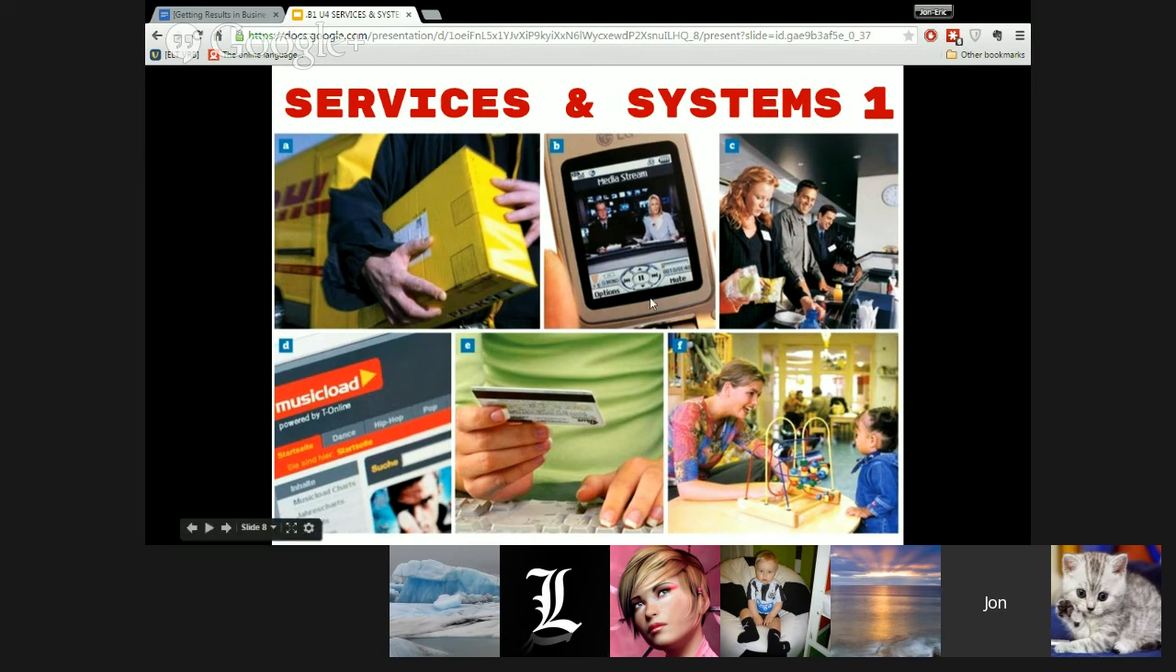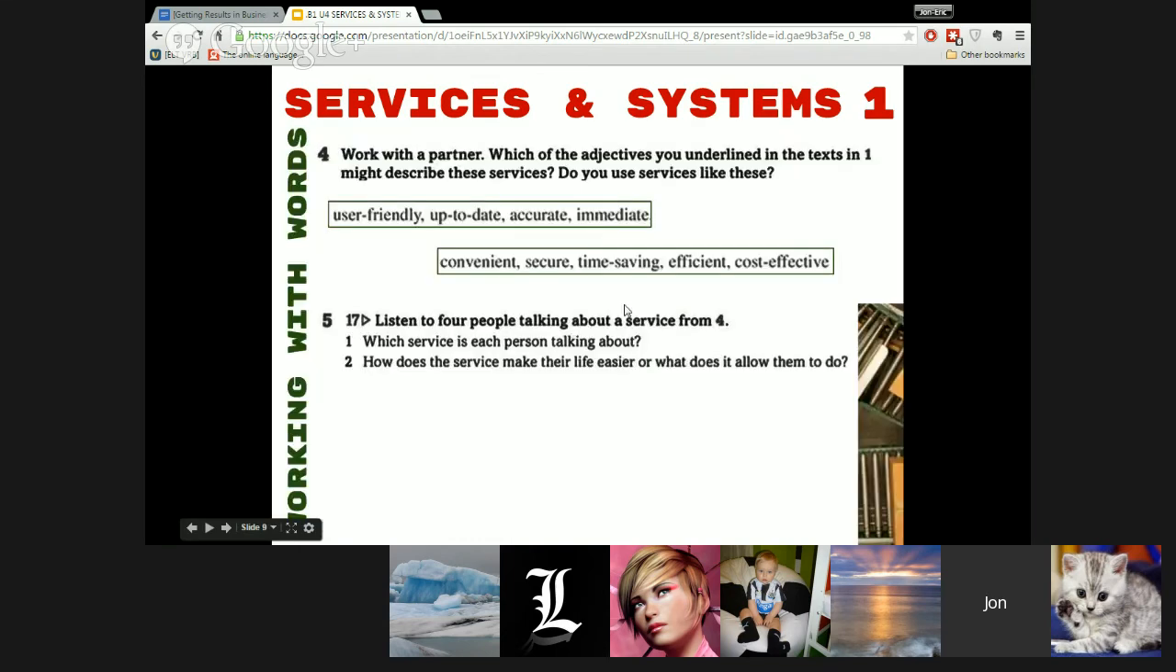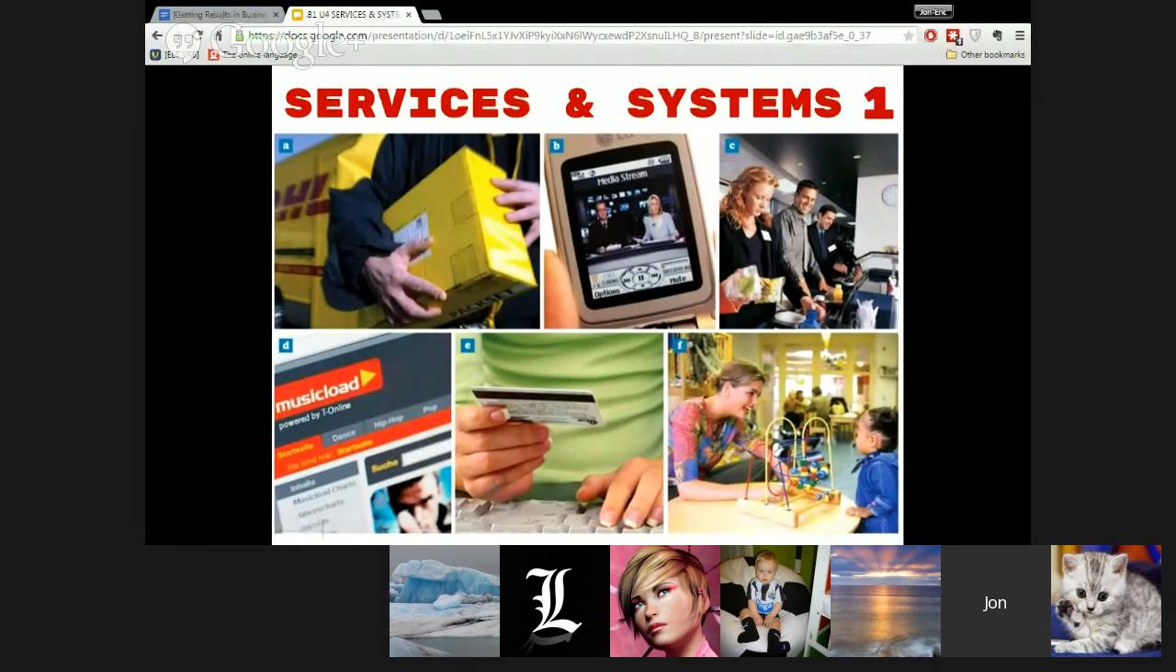Okay, very good. So we've looked at some services, we looked at some keywords, and what we're going to do here: these are some words we've already talked about. They're in the chat window as well, in exercise 4. Let me ask you, which of these adjectives, the ones that attracted people to the services or the ones we mentioned in describing the pictures, might describe one of those services that you just saw, or one that you might personally use? User-friendly, up-to-date, immediate, convenient, secure, time-saving, efficient, cost-effective. Let's go back to the beginning. I'm going to match you up with a picture.